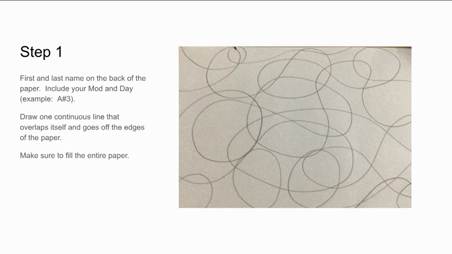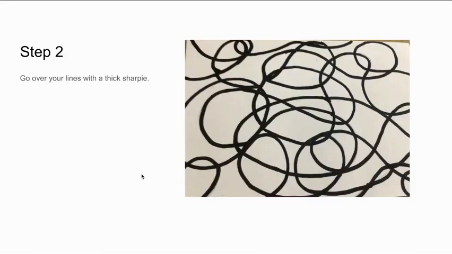So as you can see, it goes a long, long line, and when it went off to the edge of the paper, I just picked up my pencil and continued it back on there. Okay, lots and lots of lines. We want to leave some big spaces in there, but we want some small spaces too. Now you're going to go over all those lines with a thick Sharpie.